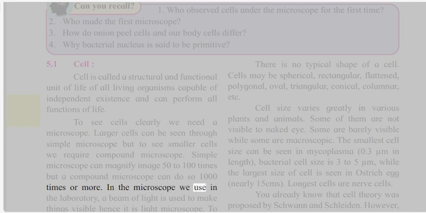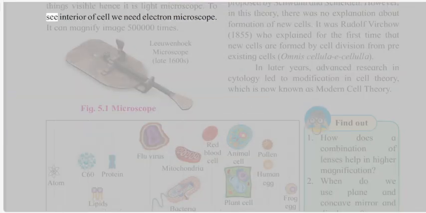In the microscope we use in the laboratory, a beam of light is used to make things visible, hence it is a light microscope. To see the interior of a cell we need an electron microscope. It can magnify an image 500,000 times.